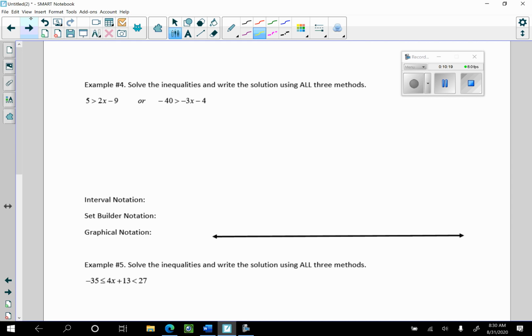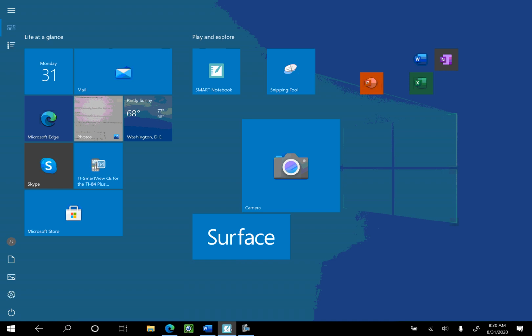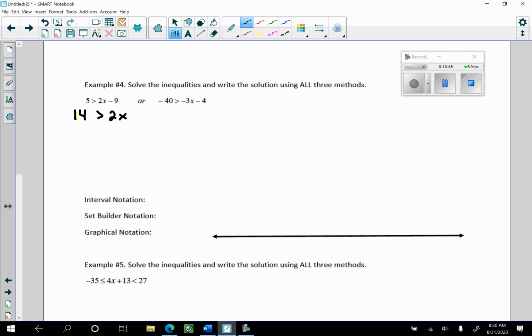Okay, so now we're going to solve an inequality, and we're going to write the solution using all three methods. So this is an OR, and this is a simple inequality to solve in all statements. So we did a lot of these earlier. So we're going to add 9 to both sides. Solve one at a time. Add 9. 5 plus 9 is 14. Notice I didn't write that step, if that's all right. Now I'm going to divide by 2. The coefficient of the x is not positive or negative, so it's okay. The sign of the inequality symbol will not change, and I just have 7 is greater than x.